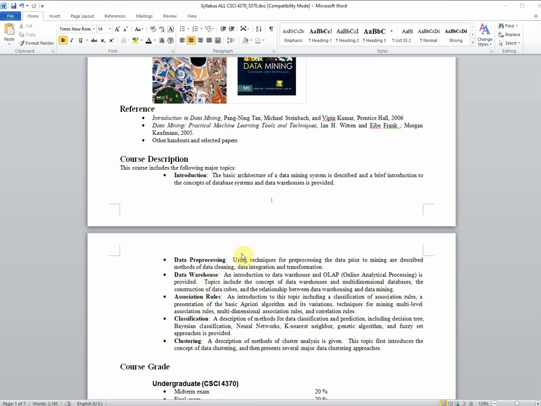These are considered the introduction and data preprocessing part, and after that we will look into three major categories of data mining, including association rules, classification, and clustering.